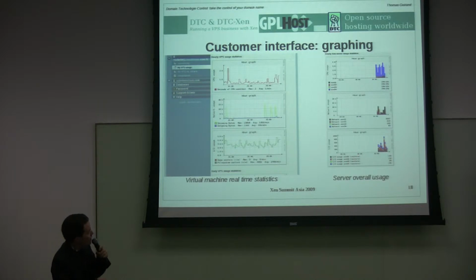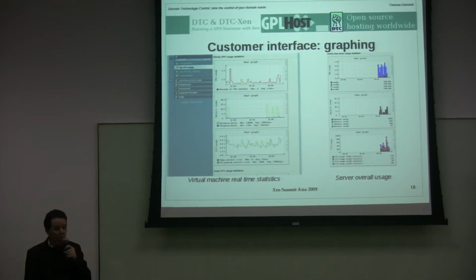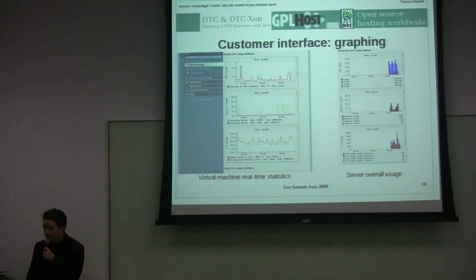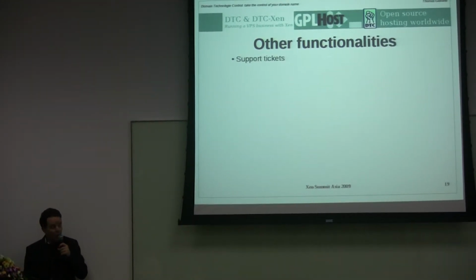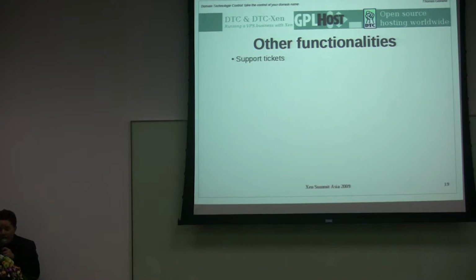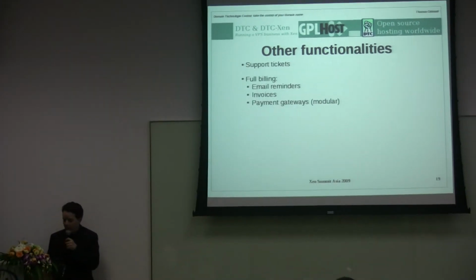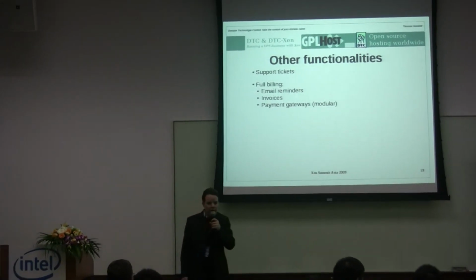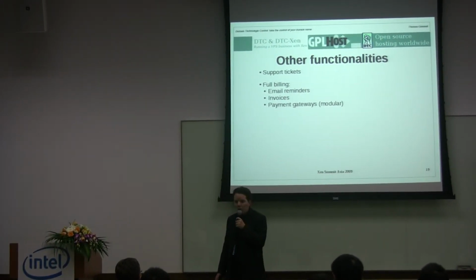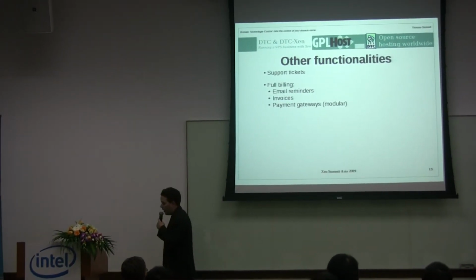Like the network is taken from proc and CPU by XM list every minute as well. So other functionalities that I won't show because I won't have enough time. So support tickets. It's the average support tickets, like with emails or on the web interface.